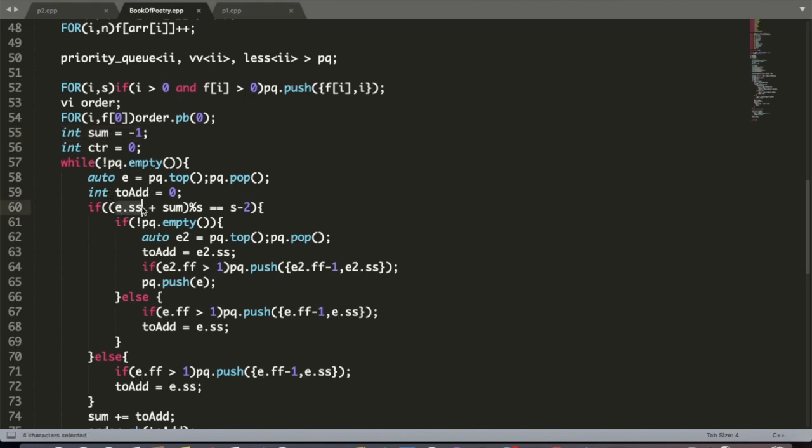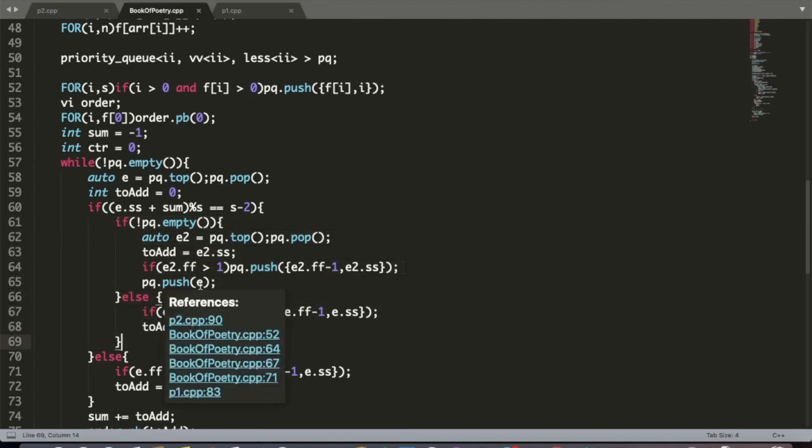If e.ss, which e is basically the next element in the priority queue, ss means the index. Here index is just what is the modulo value that we want to add. So if we see that after adding it we get s minus 2, because note that in the discussion we just had, I was referring to the pointer at the next position where the next poem started. That could not be s minus 1. It is exactly the same as saying that the place where the last poem ended cannot be s minus 2. So if that is the case, I don't take that element, I take something else.